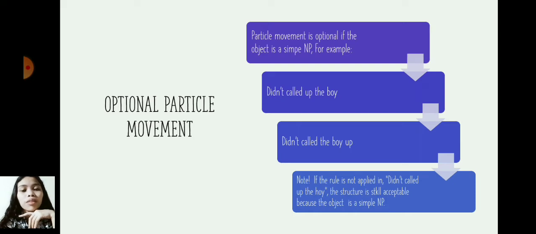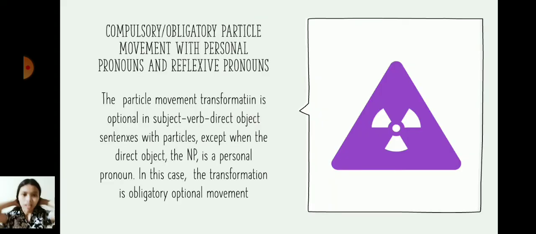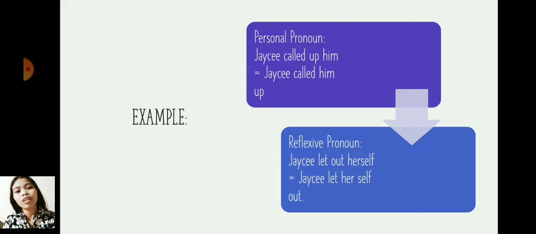So now let us proceed to the compulsory or obligatory particle movement with personal pronouns and reflexive pronouns. The particle movement transformation is optional in subject, verb, direct object sentences with particles, except when the direct object, the NP, is a personal pronoun. In this case, the transformation is obligatory, not optional. Let us give some examples. First is the personal pronoun. JC called up him. The personal pronoun there is him. The phrasal verb that we use is called up and the particle is up. When the movement has happened, it became JC called him up.